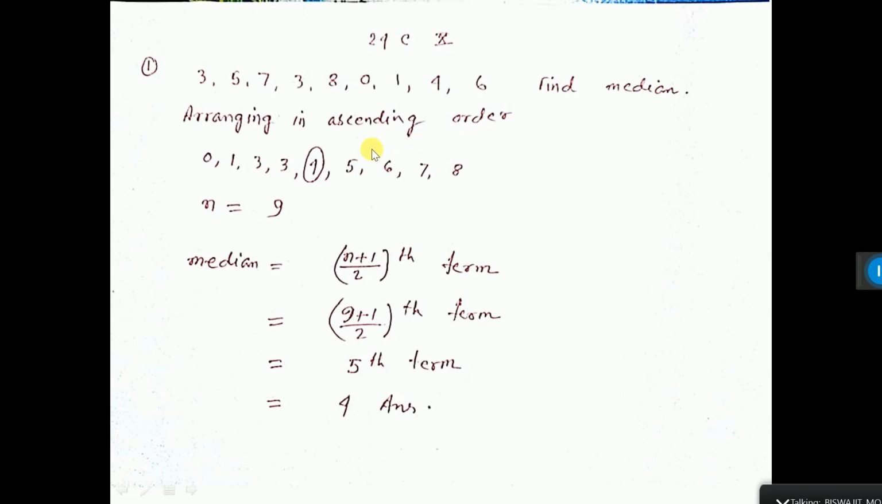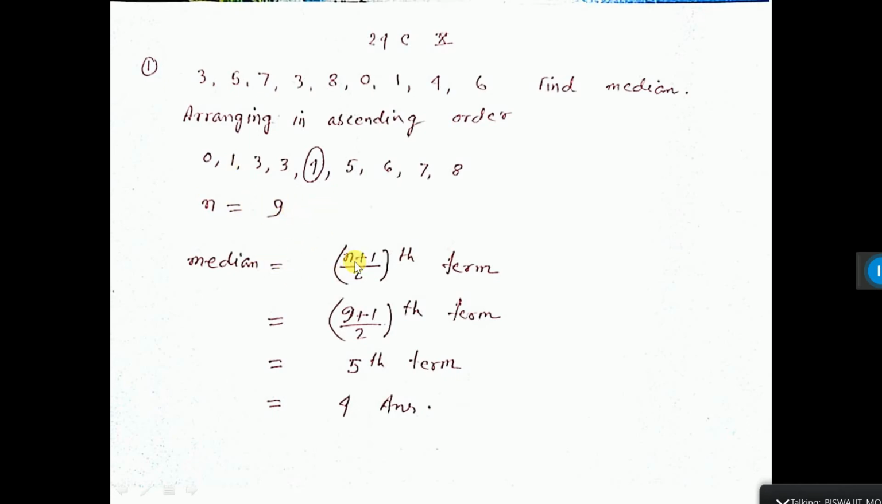Now, first thing, we have to arrange the data in either ascending order or descending order. I have arranged it here in ascending order, that means smaller to greater: 0 at first, then 1, like this. I have arranged everything. So how many data are there? 1, 2, 3, 4, 5, 6, 7, 8, 9. Total 9 data. So this is odd.